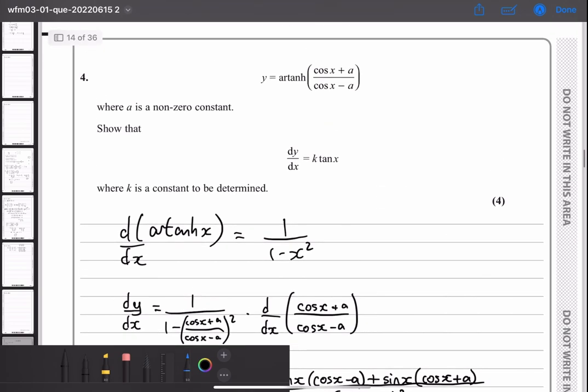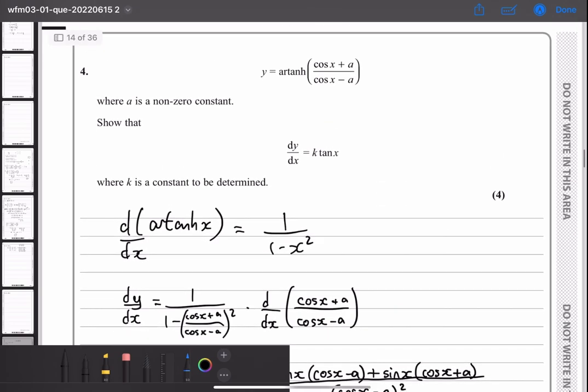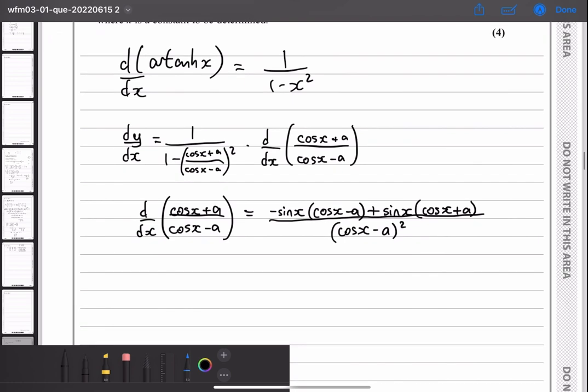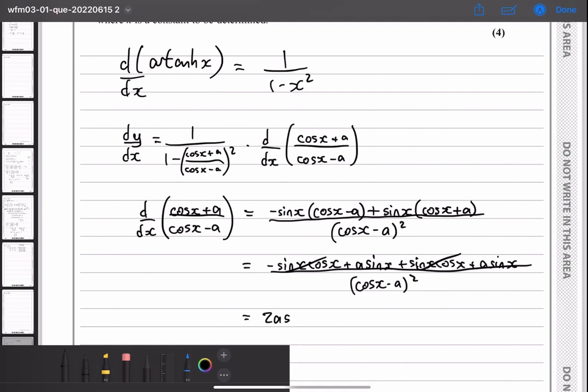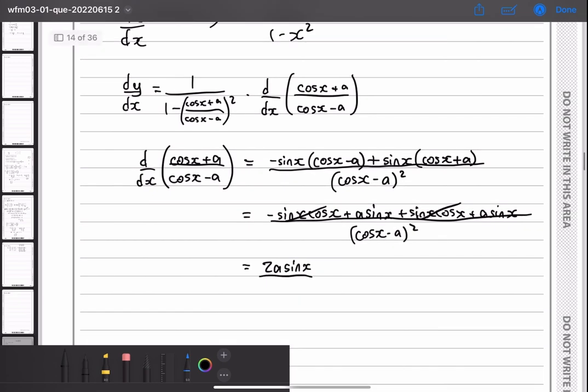Now I'm expecting all of this to become k tan x, so there's a lot of simplifying that's going to happen. So if I expand this out, I'm going to expect some simplification to happen. So we've got this plus a sine x plus sine x cos x plus a sine x, all divided by cos x minus a squared. Great, so that is gone, and that gives me 2a sine x over cos x minus a all squared.